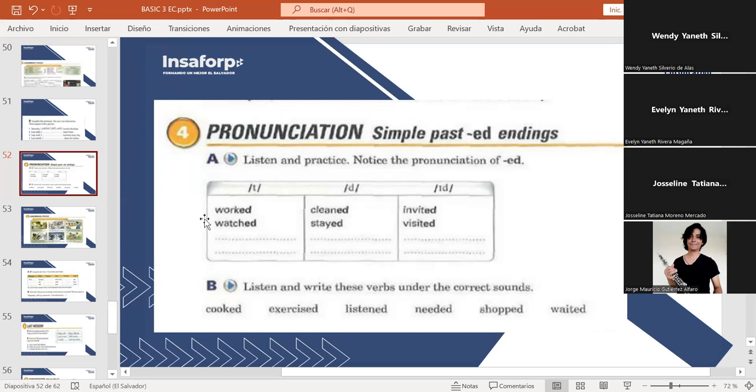The final sound. When ed sounds t, when ed sounds d, and when ed sounds id, son los tres sonidos de los verbos regulares. Okay, so tenemos 1, 2, 3, 4, 5, 6 that you're going to classify into the different categories. Okay, understand the activity?